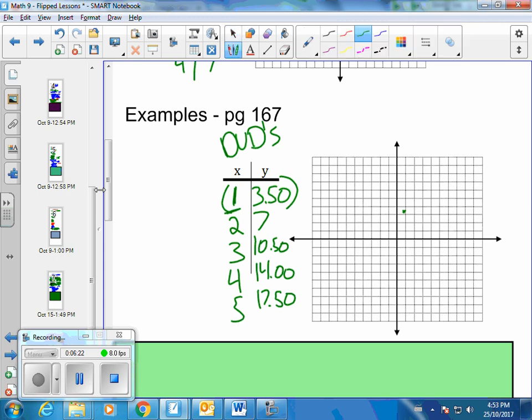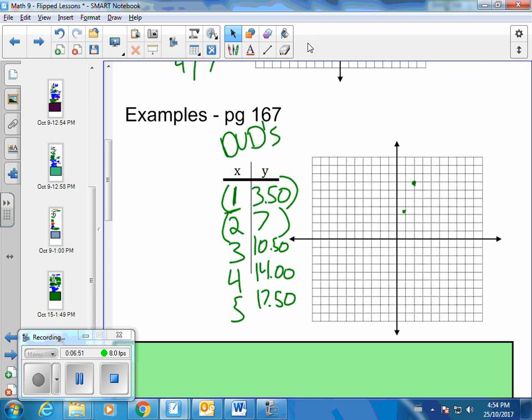Point number 2, 2 and 7. So I'm going to go 2 over, 1, 2. I'm going to go 7 up. 1, 2, 3, 4, 5, 6, 7. So my point is right there. Once again, I have to go to my small eraser, but I'm going to get rid of that line. It's only in there so that you guys can see how I'm counting.